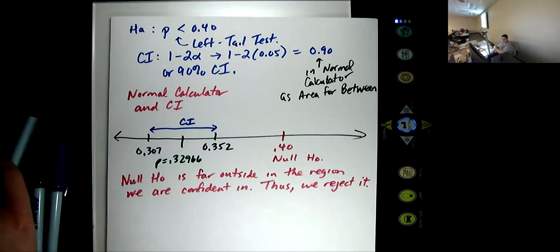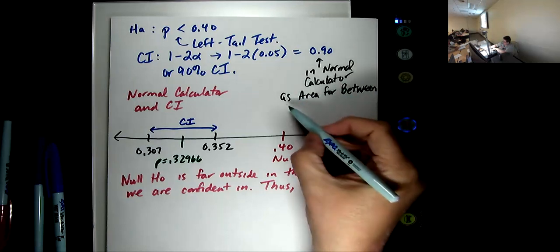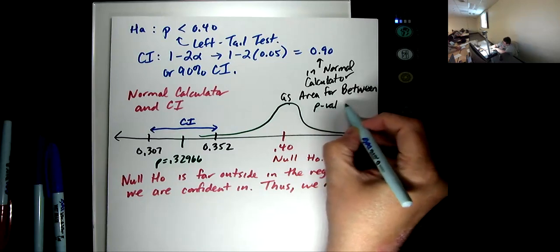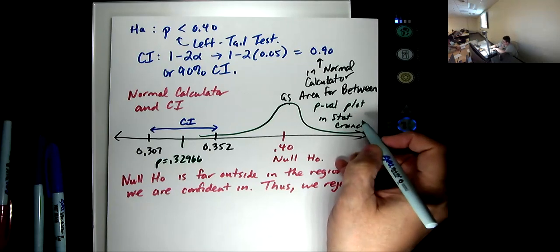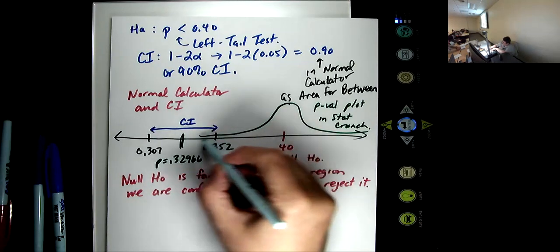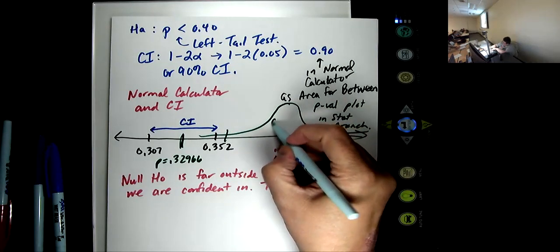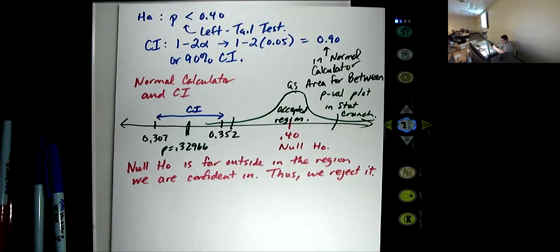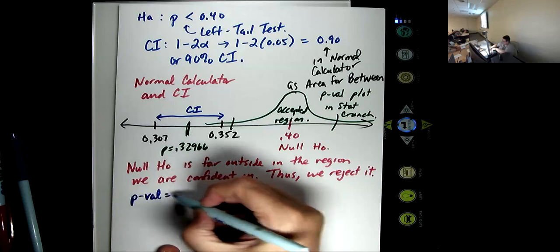So the p-value had its own bell curve. This is what showed up when we clicked on the p-value plot. This was the p-value plot in StatCrunch. And our proportion was way over here, way outside their accepted region. So let's say the p-value said less than 0.001. I'm going to say it was 0.0001.